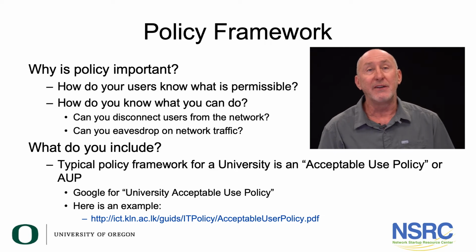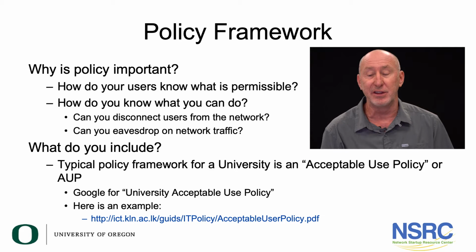So a very typical and a key document that every campus must have is an acceptable use policy, sometimes called AUP. You can Google for University Acceptable Use Policy. You'll find a bunch of them. There is a link here to an Acceptable Use Policy for a Sri Lankan university. We might point out that this is only one of a number of policy documents that you must have. So acceptable use policy is probably the key one, but you also are going to want to develop policies that relate to handling of sensitive data.